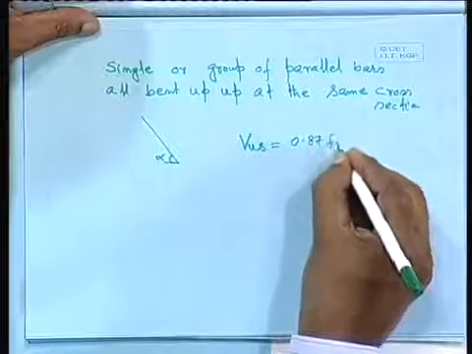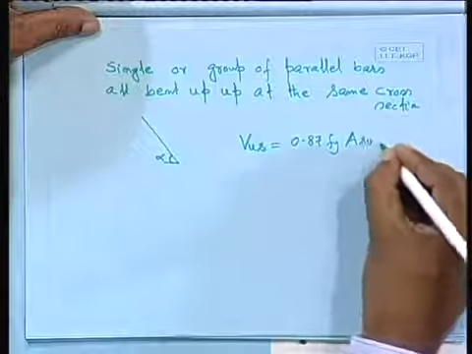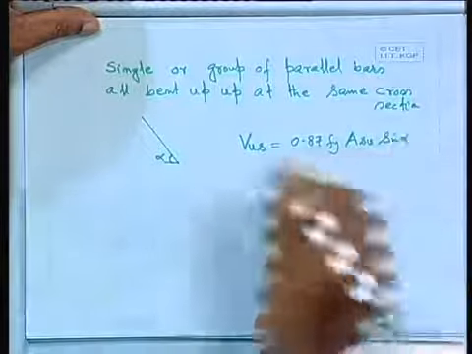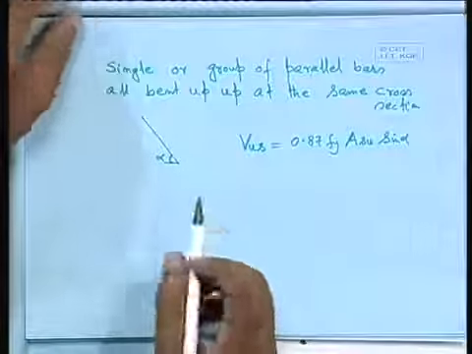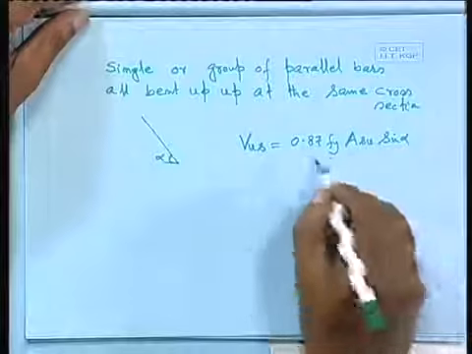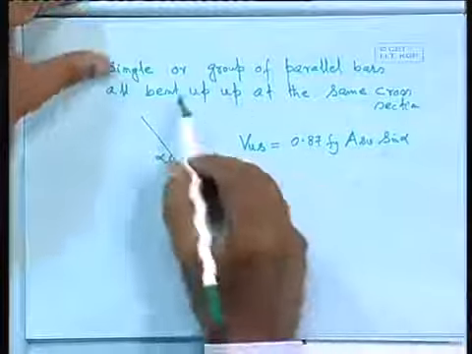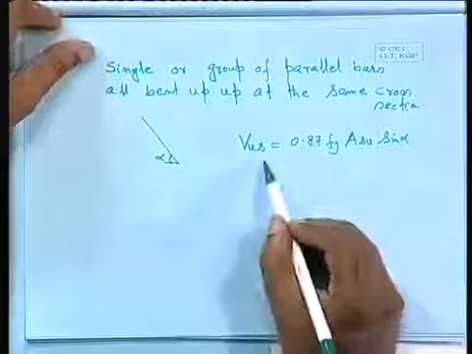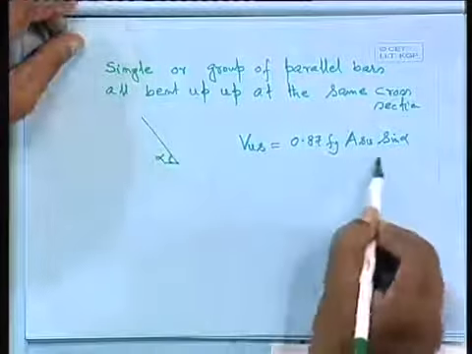0.87 Fy times Asv times sin alpha, because we are taking that vertical one only. So we can consider this 0.87 Fy Asv sin alpha. This is the one for the single or group of parallel bars. So that is the shear resistance that you can find out using this formula.